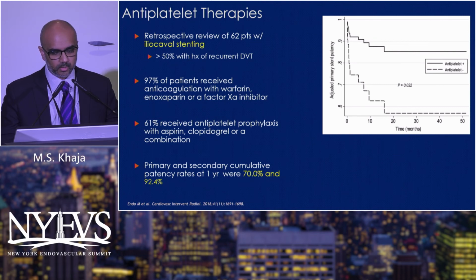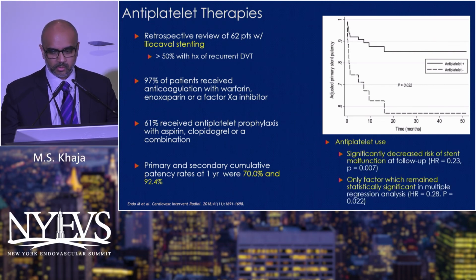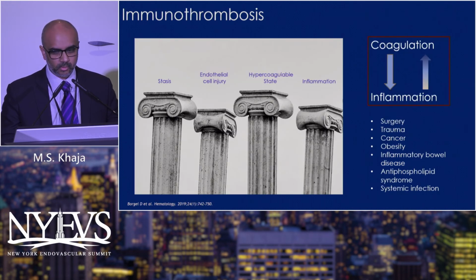Primary and secondary patency rates at 1 year were 70 and 92%. That 70% is very consistent with other published data, but what you can see on the Kaplan-Meier curve on the right there is that patients treated with antiplatelet agents had significantly higher adjusted primary stent patency compared to those not on an antiplatelet agent. And it decreased the risk of stent malfunction or thrombosis at follow-up, and it remained the only statistically significant factor.